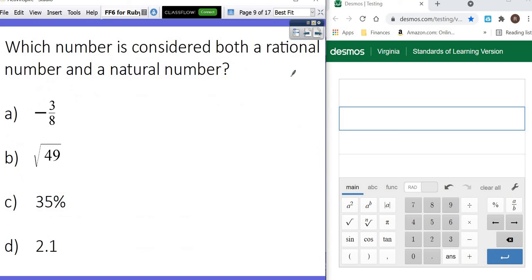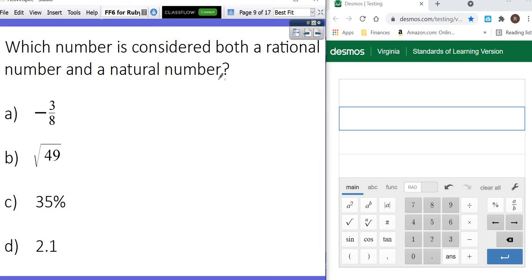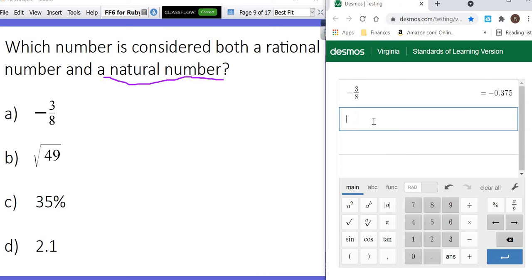Okay? Which number is considered both rational and natural? So I want to look back for a second. Here's rational. And down here, as you go down, the more specific we get. So rational's up here, but very specific is natural numbers. So that's really what you need to focus on, is natural numbers. So let's put all of these numbers in the calculator and let's see what we get.